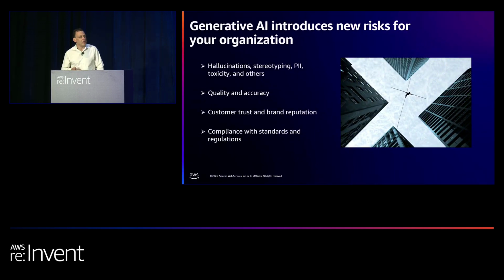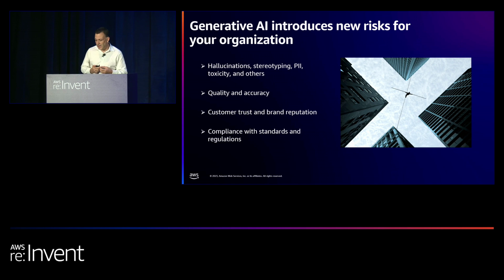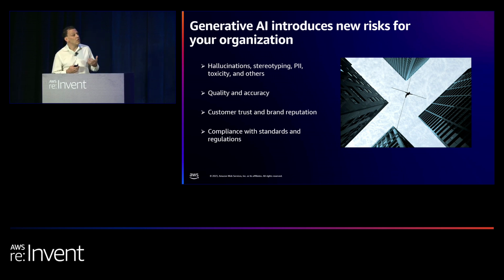Generative AI, by the nature that it's generative, introduces new risks for your organization. We already talked about a couple of them: hallucinations, and stereotyping, which is a form of bias. But there are other risks too. They could reveal private information in the responses, such as personally identifiable information or copyrighted material. They've been known to produce toxic, hateful, or profane responses, and there are many other risks as bad actors get their hands on this capability.